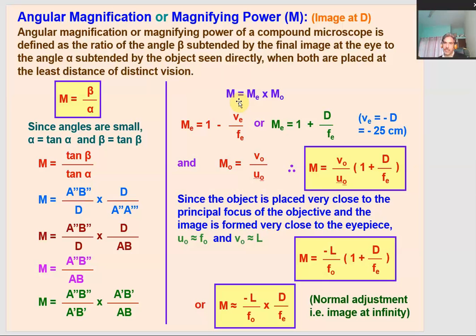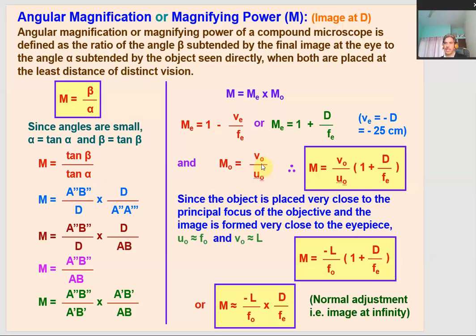Now we can calculate the magnifications produced by the eye lens and by the object lens. For the object lens, the magnification is simply given by v naught upon u naught. This is the general formula which we have already discussed: the image distance to the object distance, from the definition of the magnification of a lens.